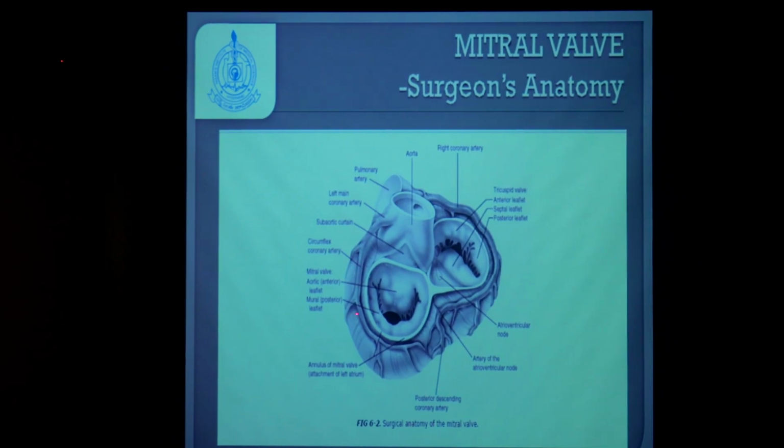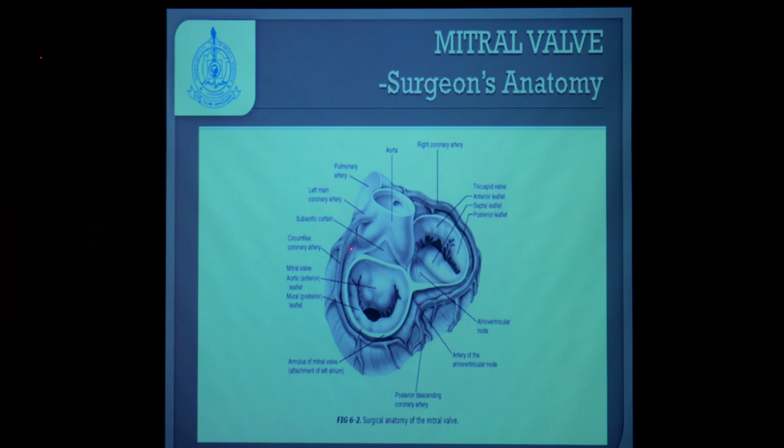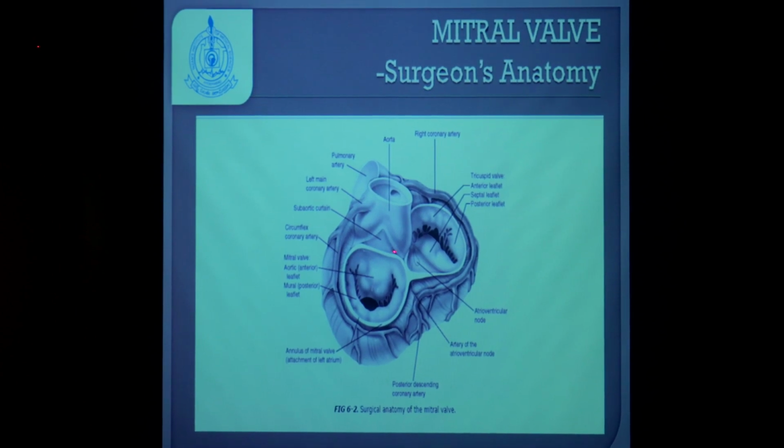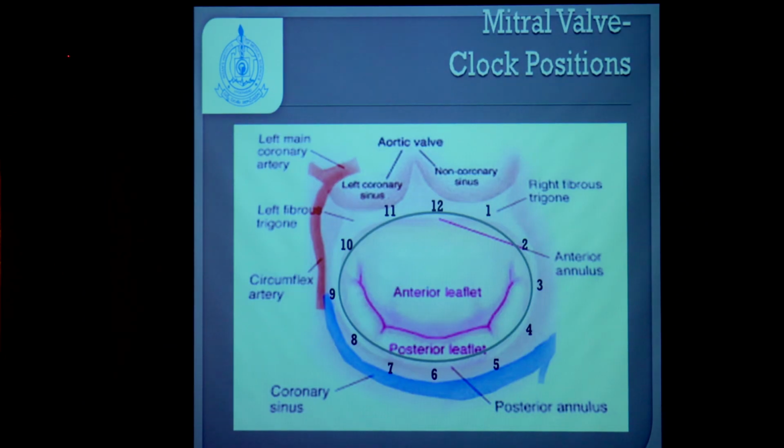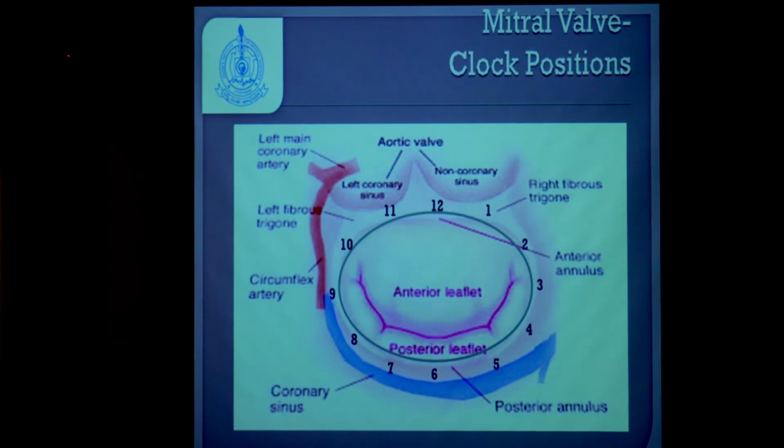This is the entire mitral annulus, and these are the very important surrounding structures which I'll be coming to in my next slides. This is a very important slide that I'll take a little extra time on. We shall consider the mitral valve as a circular structure which represents a clock.